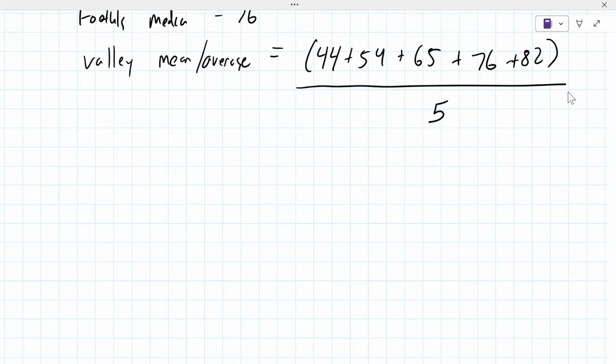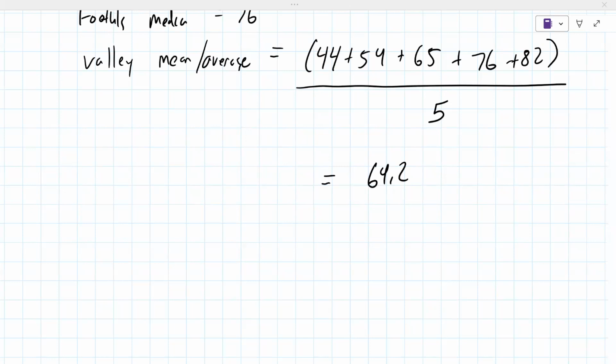Okay. 64.2. That's better. Okay, let's look at another data set.